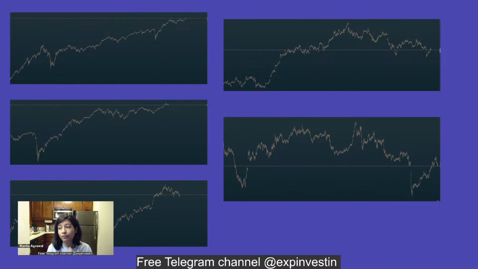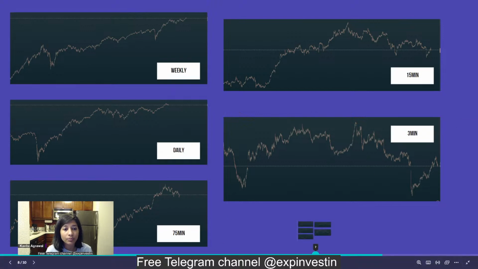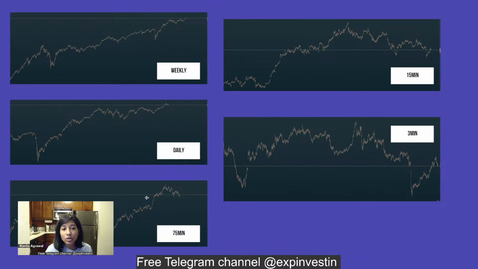Now I hope you have formed an opinion for yourself about what different time frame these cover, so I can now reveal the answers to you. As you can see, the trend exists across all the different time frames, starting from the weekly time frame to the daily time frame to the 75-minute time frame to the 15-minute or the 3-minute. The trend exists across the board.